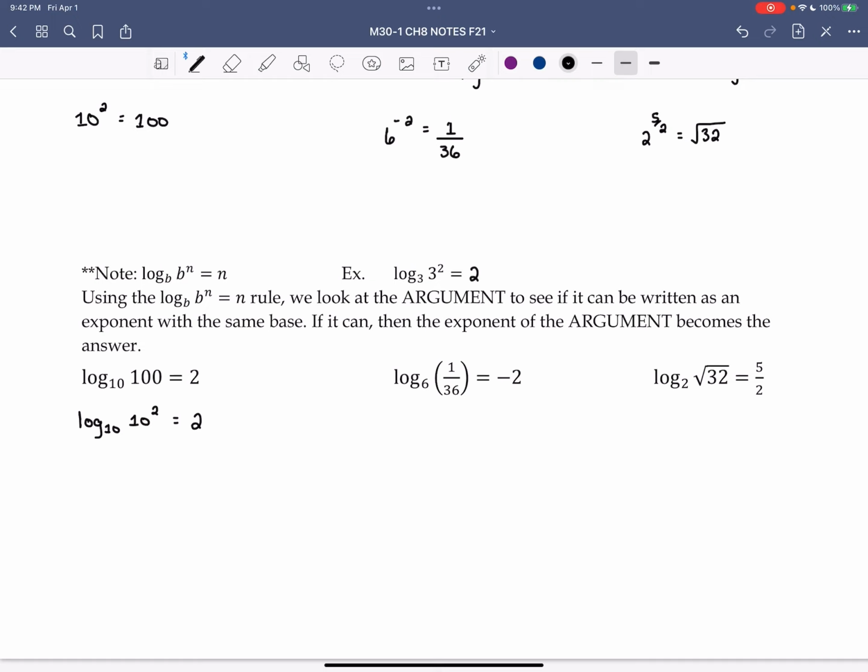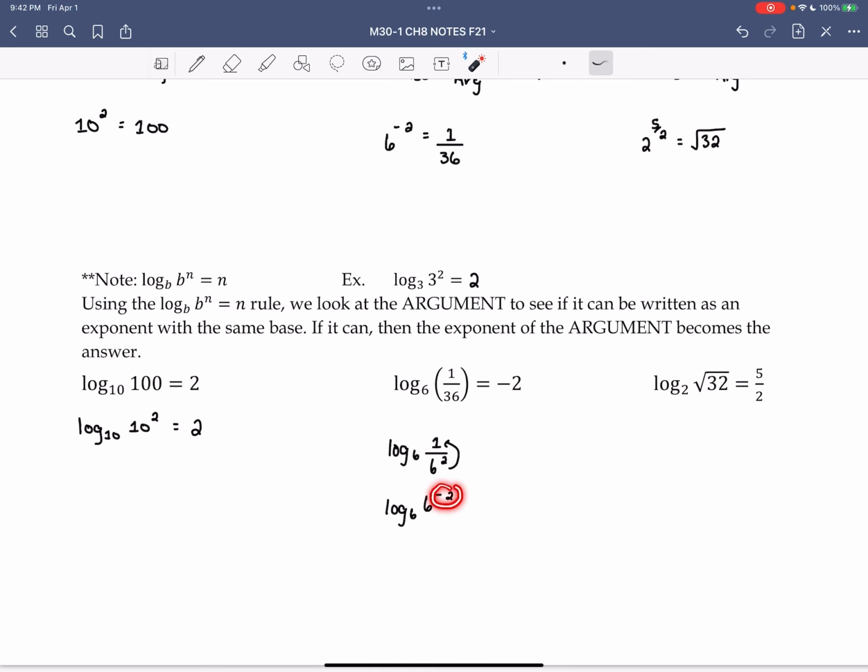Log base 6 of 1 over 36, we can write that as log base 6 of 1 over 6 squared. Then we move that up, and we get log base 6 of 6 to the power of negative 2. And by the log base b of b to the power of n rule, the solution to this log is the exponent on the argument, since it's written as the same base as the log. So the answer to this is negative 2.